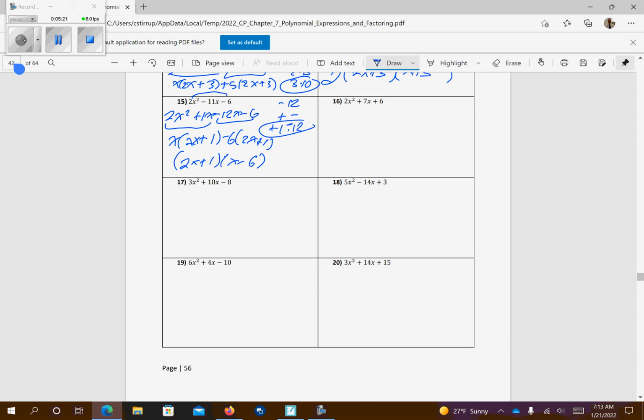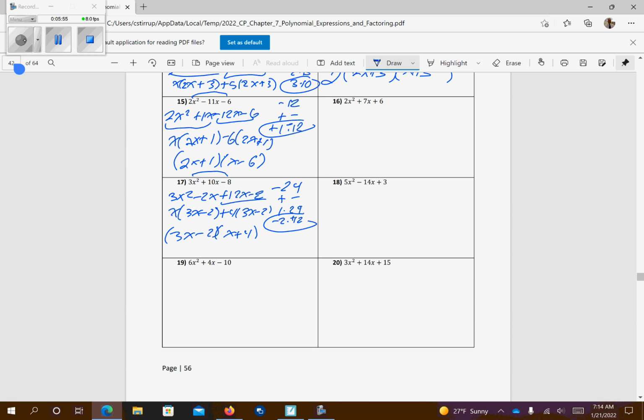Number 17, no common factor, so I can multiply to get negative 24. Alternating signs to get a negative when multiplying. So I get 1 and 24, 2 and 12. 2 and 12 are going to work. So I have a positive 12 and a negative 2. 3x squared minus 2x plus 12x minus 8. We have an x in common there, so that's going to leave me 3x minus 2. And it looks like here I can factor a positive 4 out, and that's going to leave me 3x minus 2. 3x minus 2's match up, so I get x plus 4.